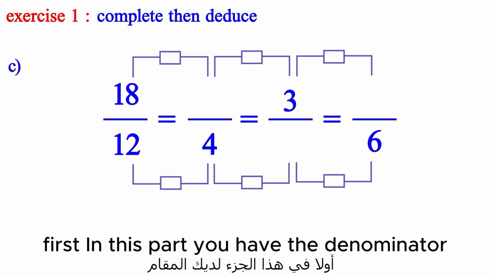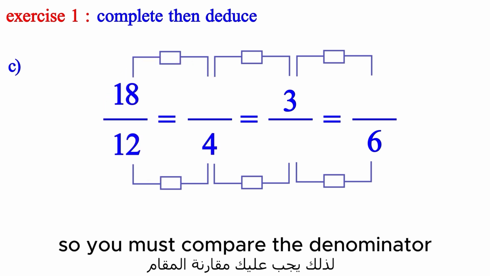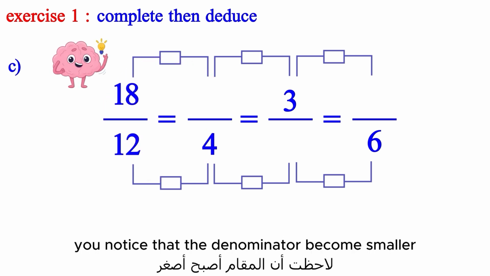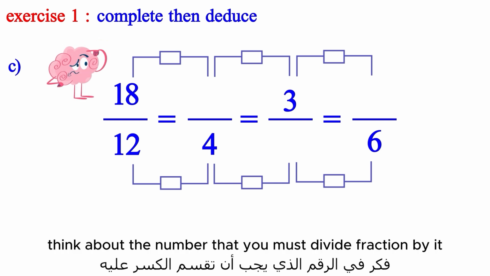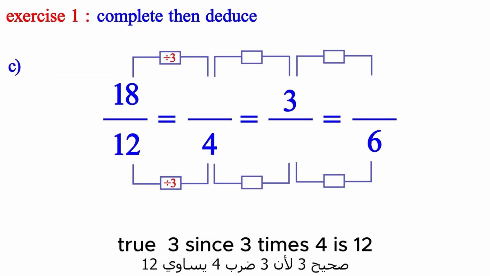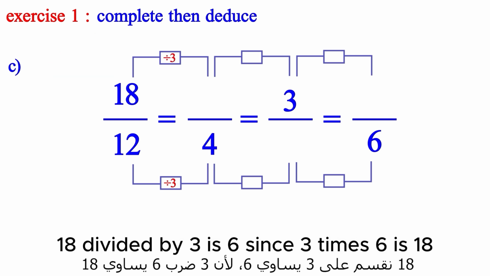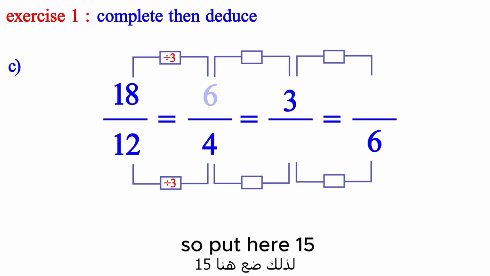C. First in this part you have the denominator, so you must compare the denominator. 12 is greater than 4. You notice that the denominator becomes smaller, so of course we need to divide the fraction. Think about the number that you must divide the fraction by. True, 3, since 3 times 4 is 12. 18 divided by 3 is 6 since 3 times 6 is 18, so put here 6.